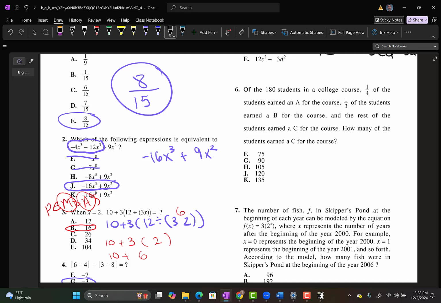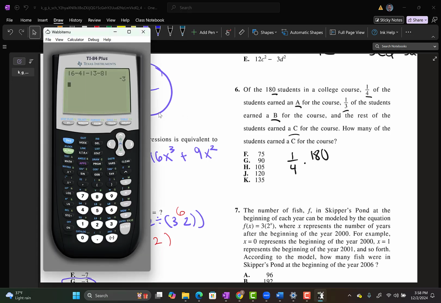All right, number 6. Of the 180 students in a college, 1/4 of the students earned an A. 1/3 of the students earned a B. And then the rest of the students earned a C. So no D's, no F's. How many students earned a C for the course? So 1/4 of them earned an A. So we just need to take 1/4 times 180. But really all that is 180 divided by 4 to save time. So that's 45.